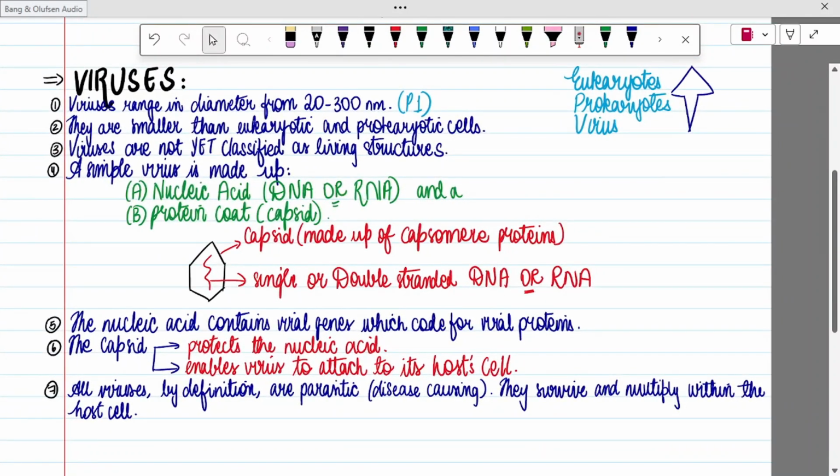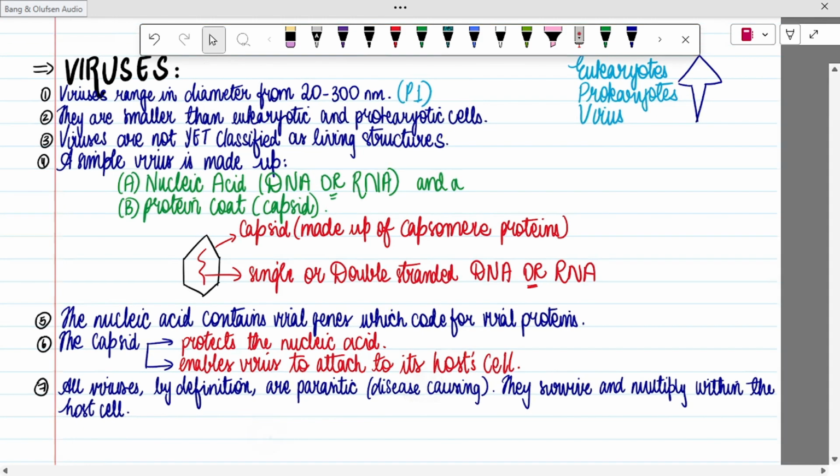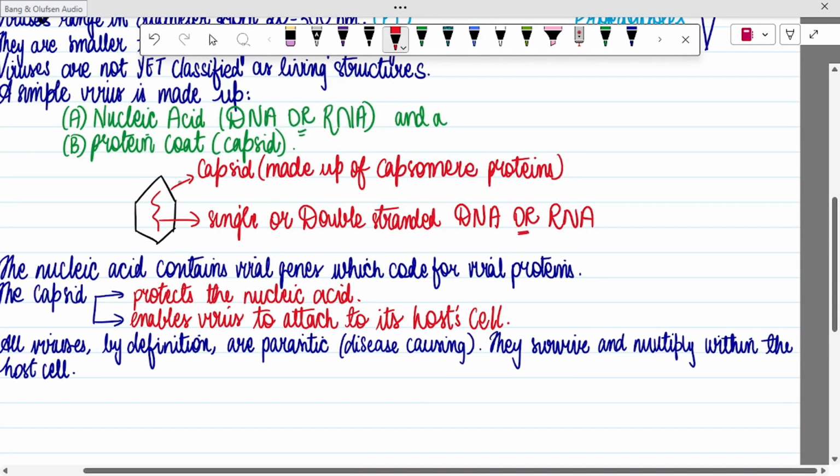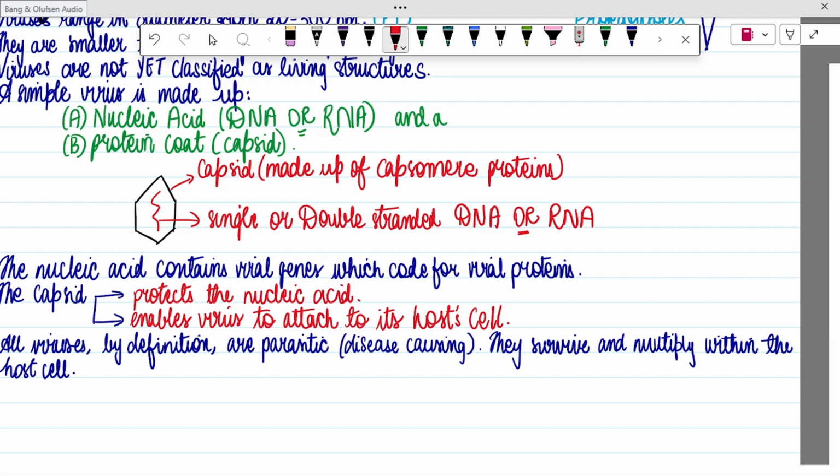Now the nucleic acid contains viral genes. Just as nucleic acid of animal cell had animal genes, and nucleic acid of bacterial cell had bacterial genes, in the same way, nucleic acid of virus has viral gene, which will code for viral protein. The capsid protects the nucleic acid. As you can see, the surface is making a membrane, a layer, and it enables the virus to attach to its host cell. Here there are some tails of bacteria, which is not part of your course. Through this the bacteria attaches to its host cell, you do not need to study that.